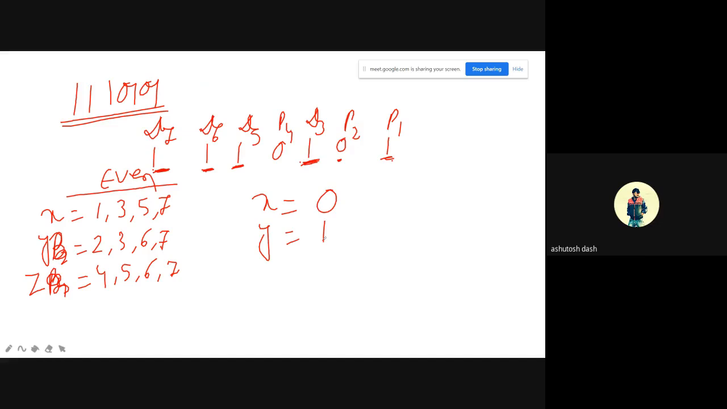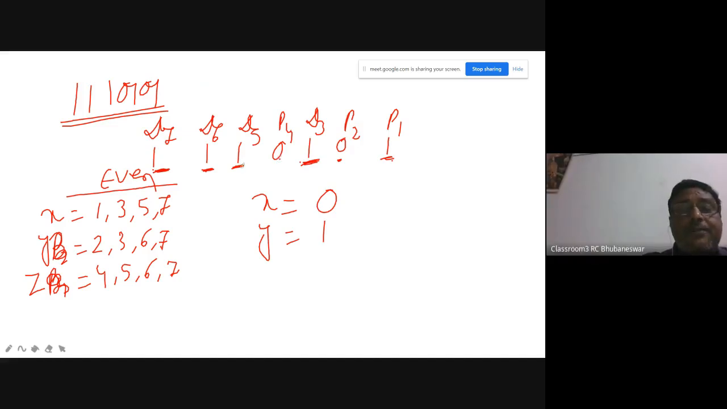So Y is 1. Then Z: 4, 5, 6, 7. Position 4 is 0, then 5, 6, 7 has three number of 1s. The value of Z is equal to 1. Understand? Now the question is, is there any error?